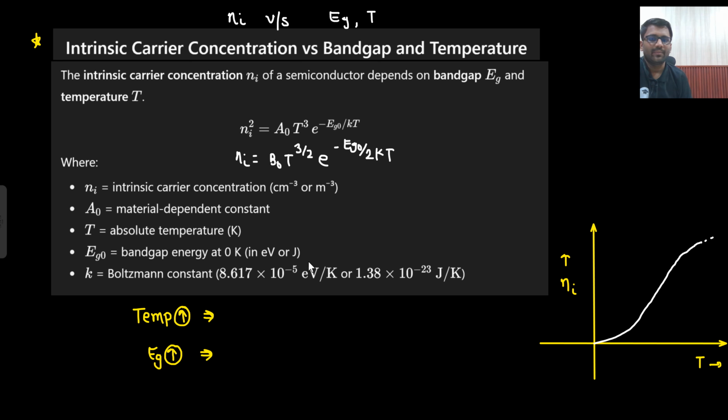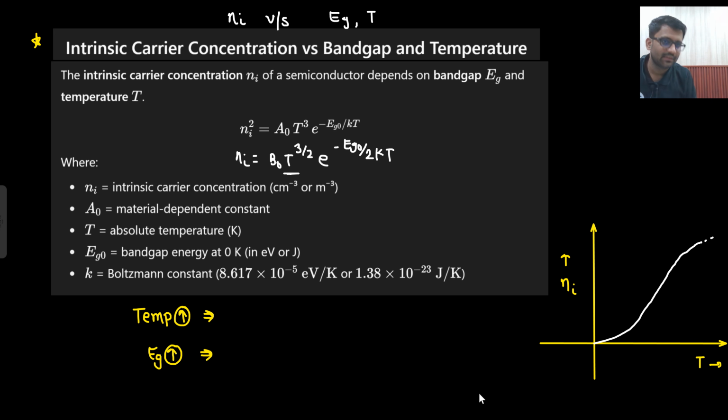where Ni is the intrinsic carrier concentration, A naught is a material constant, T is the absolute temperature, Eg naught is the band gap at 0 Kelvin and k is the Boltzmann constant. You don't need to remember the value of the Boltzmann constant, you just need to remember the value of kT at 300 Kelvin. The value of kT at 300 Kelvin is 26 milli electron volt. Well and good.